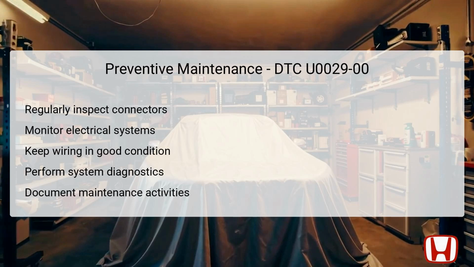Continuously monitor the vehicle's electrical systems for irregularities, including checking for frayed or damaged wiring. It's advisable to conduct system diagnostics regularly to detect any emerging issues before they escalate into more significant problems. Additionally, keeping a thorough documentation of all maintenance activities can help track patterns over time, giving insight into potential underlying issues that may need addressing.